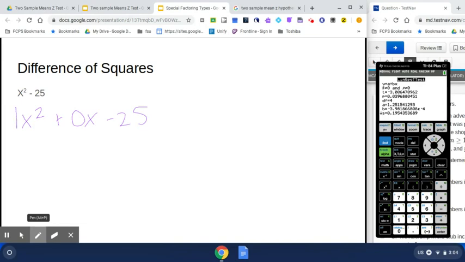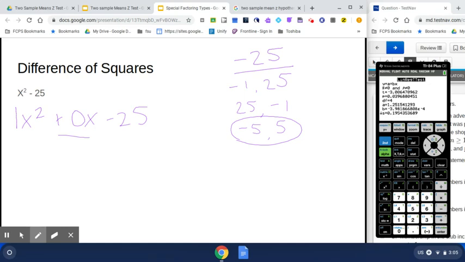Just like we normally do, we're going to multiply the a times c. Since a is 1 in this case, 1 times negative 25 still gives me negative 25. I'm going to think about the factors of negative 25, and I'm looking for one that will add up to 0. So if I list those out: negative 1 and 25, 25 and negative 1, negative 5 and 5. Those are all my factors of negative 25, but the only one that adds up to 0 is negative 5, positive 5.